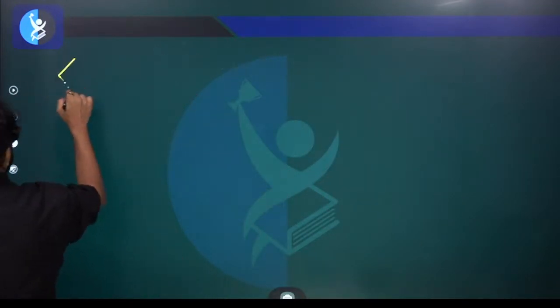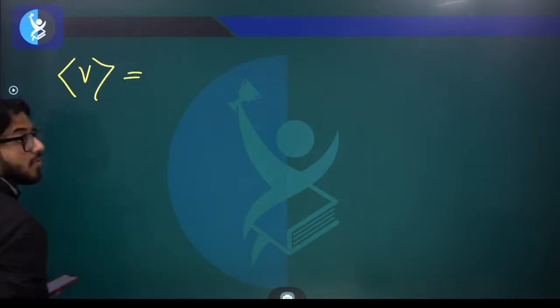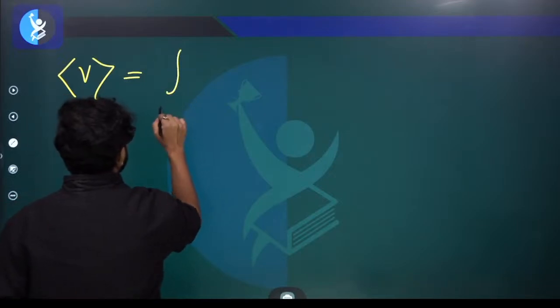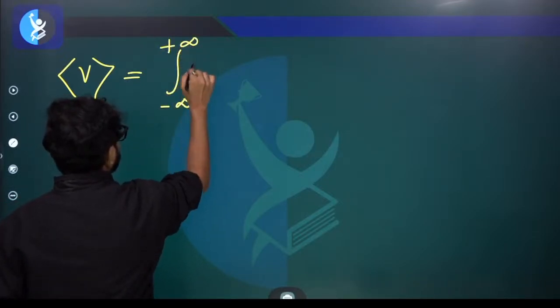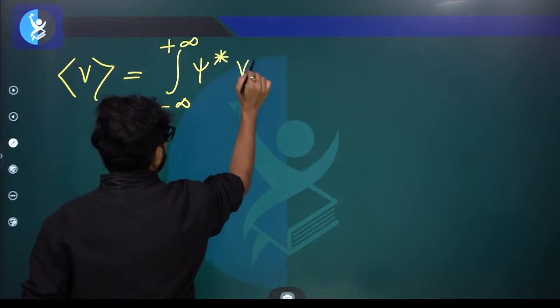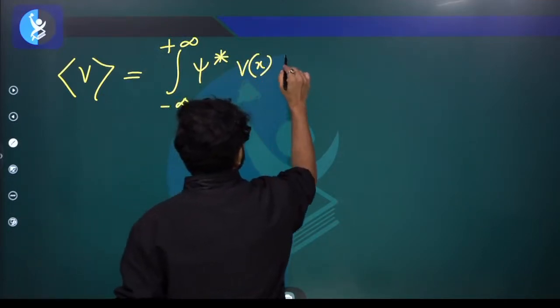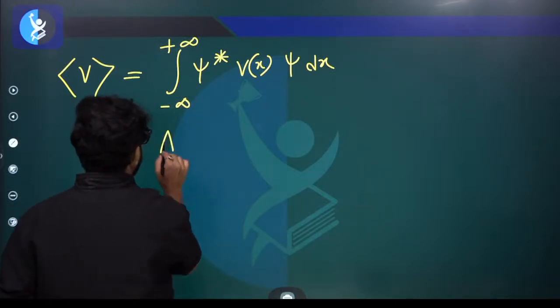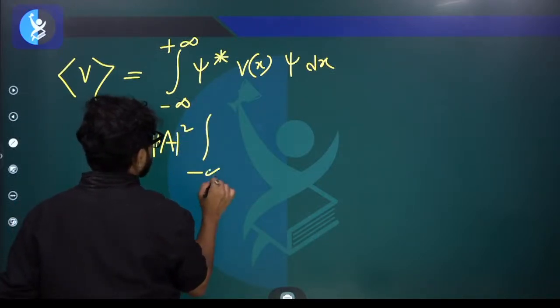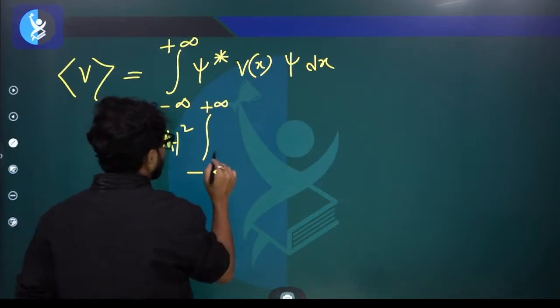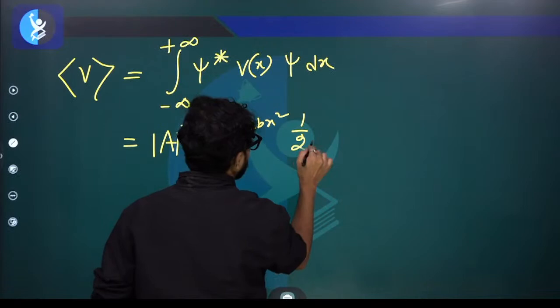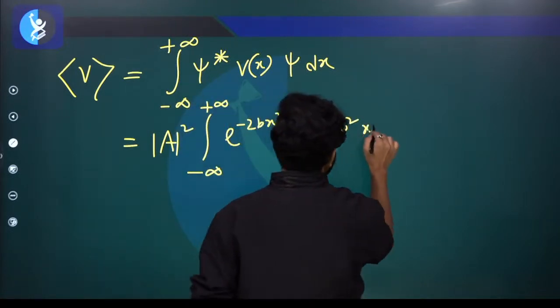After that, you have to find the expectation value of potential energy, because you want to find the expectation value of the Hamiltonian. So you have to do the integration from minus infinity to plus infinity of psi star V of x psi dx. Now tell me, what is V of x? It will be mod A squared times the integration from minus infinity to plus infinity of psi star psi, meaning e to the power of minus 2bx squared, times V of x, which is half m omega squared x squared, dx.